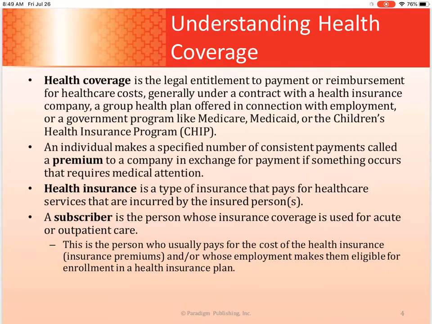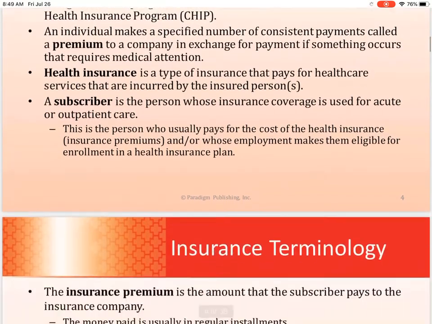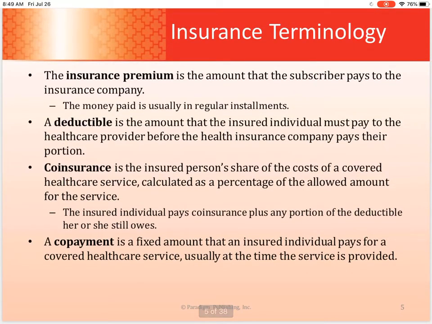Now, continuing on over onto 231, the insurance premium, which our premium definition was still up here, the insurance premium is the amount that the subscriber pays to the insurance company. And again, this money is usually paid in regular installments, usually monthly, in exchange for the coverage.